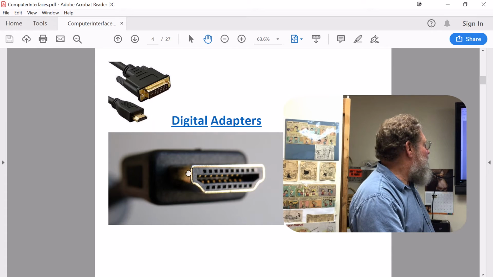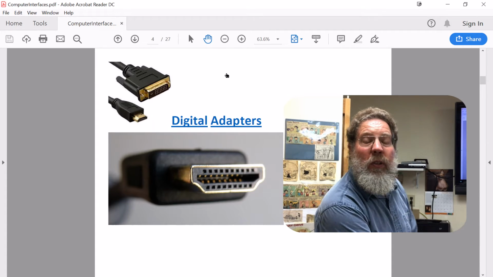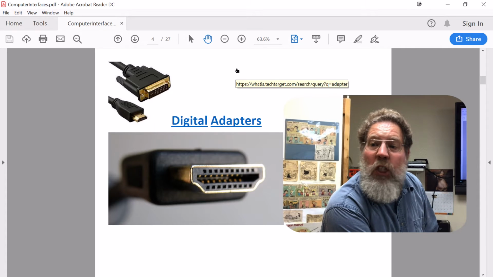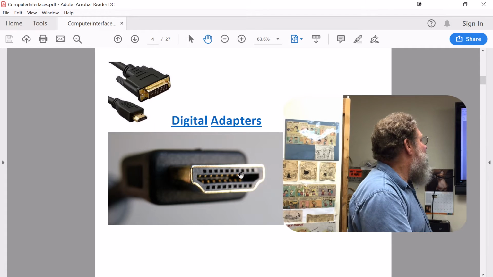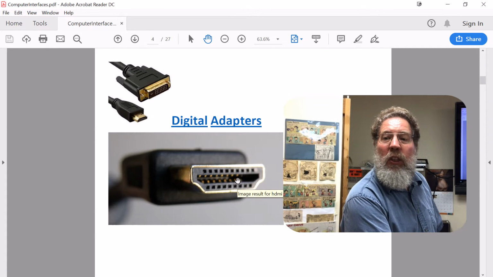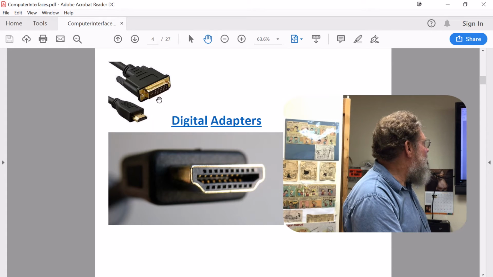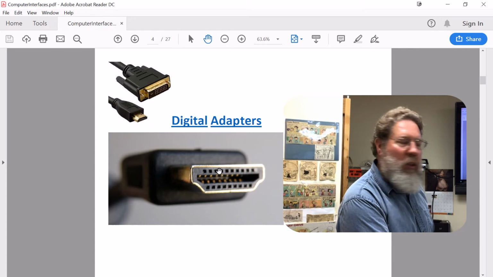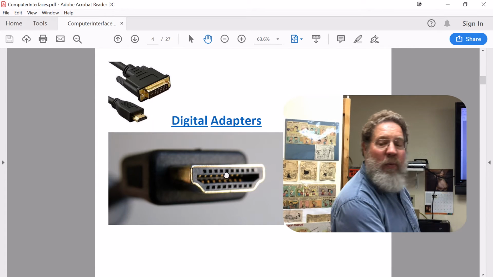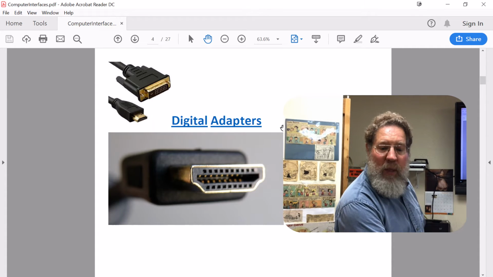I believe this one is a male, and this one will be the female one right there. Do you lose anything when you use one of those? You lose nothing. Yeah, because DVI and HDMI are both digital technology, and all of these little points in here will match up to little points in here, so you're not losing anything in this type of adapter. Okay? There's an adapter for everything, pretty much.